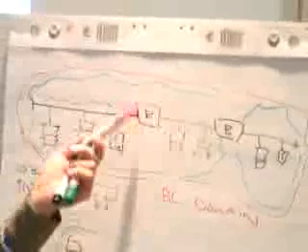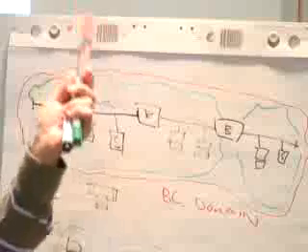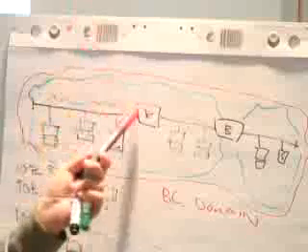Now, the same thing happens with repeaters. Repeaters started out by having 2 ports, 1 on each side. And I will repeat anything that comes in on one port and I'll send it out on the other one. And then they created multi-port repeaters.